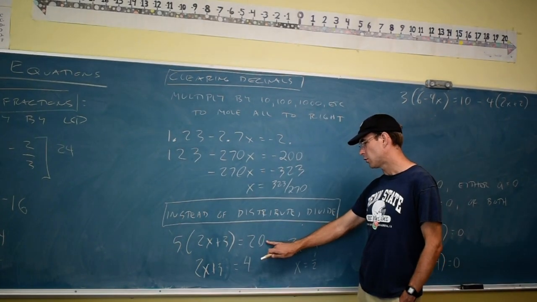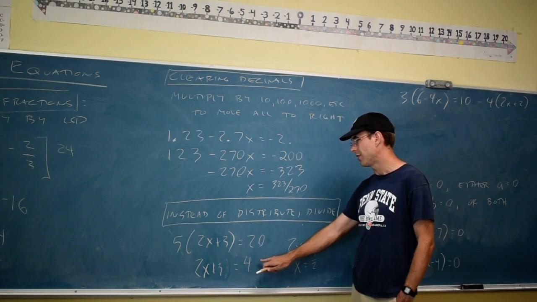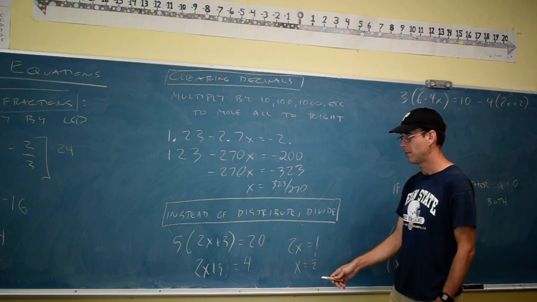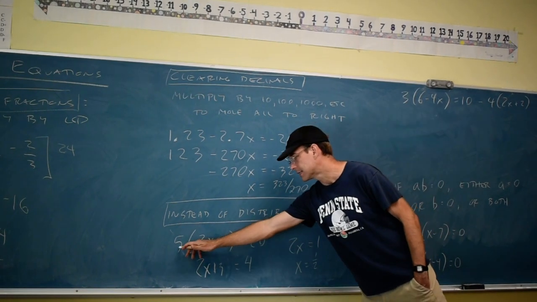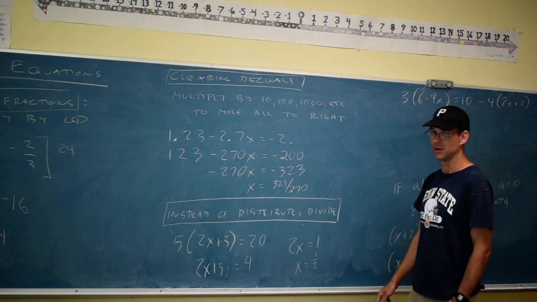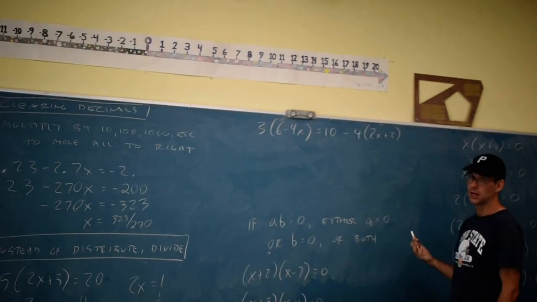If this 20 were a 21, you'd be out of luck. You wouldn't want to try to divide 5 into 21, I don't think, because then you'd either get a fraction or a decimal, and it's not probably worth the hassle. If this number that wants to distribute can't divide into that one, just distribute and go. This doesn't have any kind of trick. This is just a bigger question than yesterday.